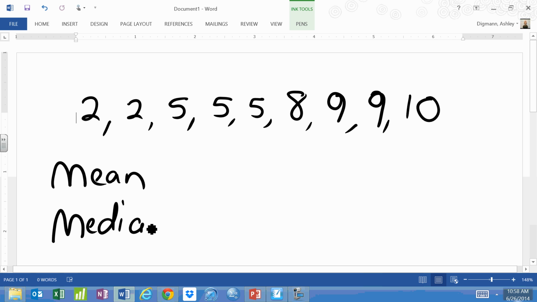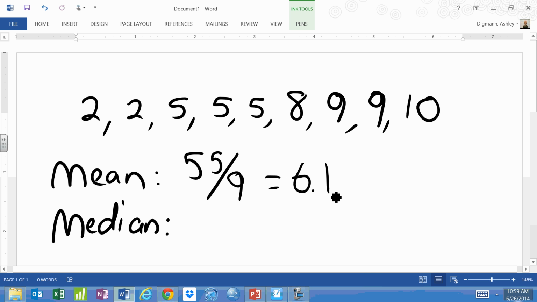So let's look at this initial data set, and again, I just put them in order from least to greatest already, and let's calculate our mean first. To do that, we need to add up our data points. So we've got 2 plus 2 plus 5 plus 5 plus 5 plus 8 plus 9 plus 9 plus 10, which gives me 55. And I need to divide that by 1, 2, 3, 4, 5, 6, 7, 8, 9 data points. So 55 divided by 9 gives me a mean of 6.1.